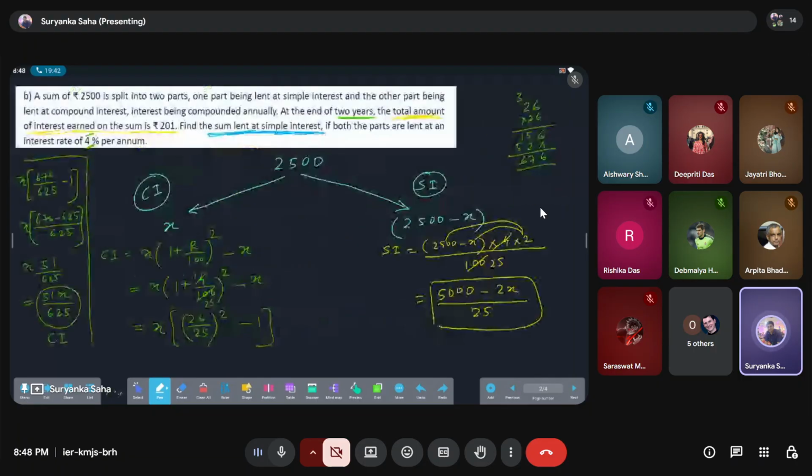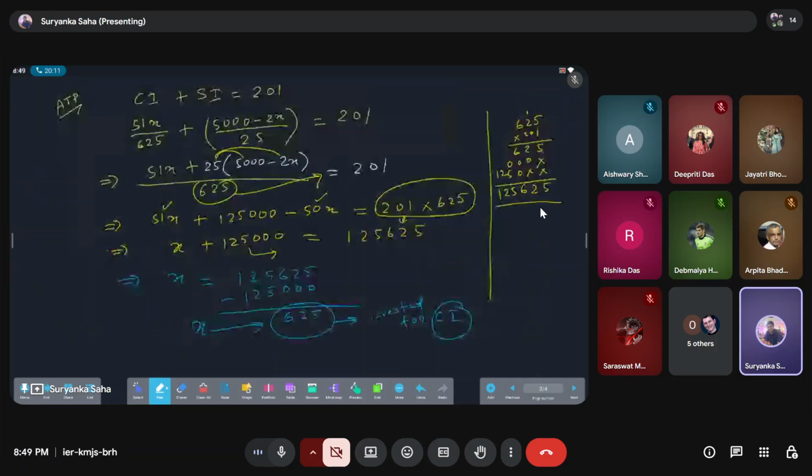Do you understand why I took CI as x? Because here, if instead of x it were 2500 minus x, this would be bigger, and it is already a big term. It is done only for calculation purposes, because already 1 plus r by 100 squared is there. So if you write a small thing x, it will be easier to handle. But that's it. No further reason.